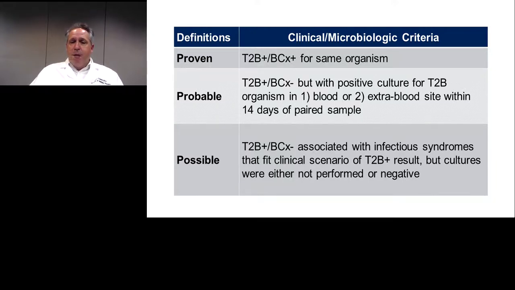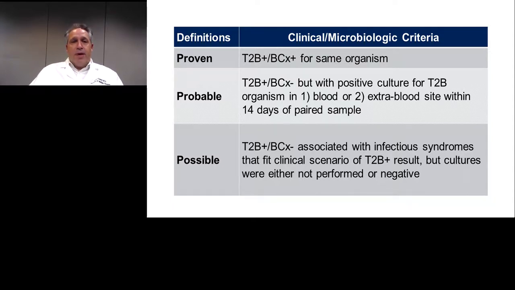So probable disease was a patient in whom the T2 bacterial result was positive, but the blood culture was negative. However, a positive culture, either from the blood at a different time of collection or from an extra blood site within 15 days of study enrollment, along with clinical signs and symptoms of infection, was taken to indicate probable bloodstream infection. Possible bloodstream infection was defined as a T2 positive blood culture negative result, again associated with a syndrome that clinically seemed consistent with infection.